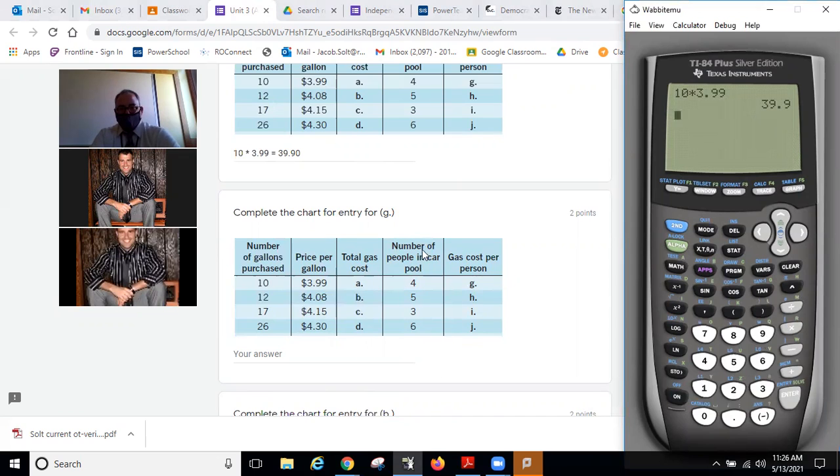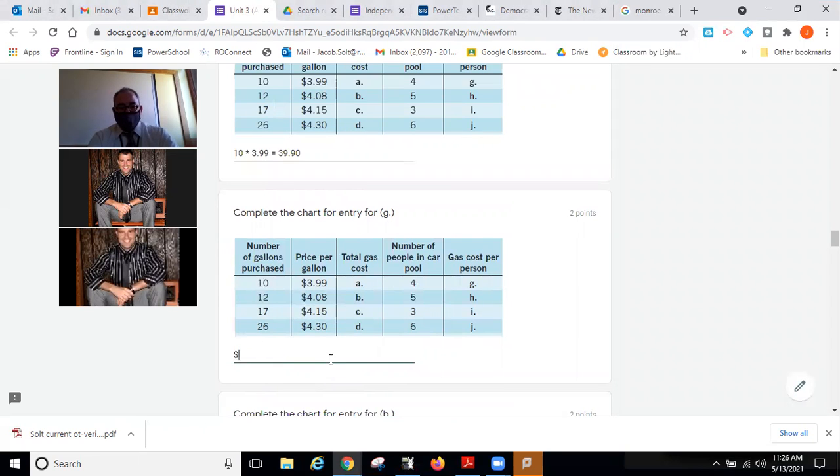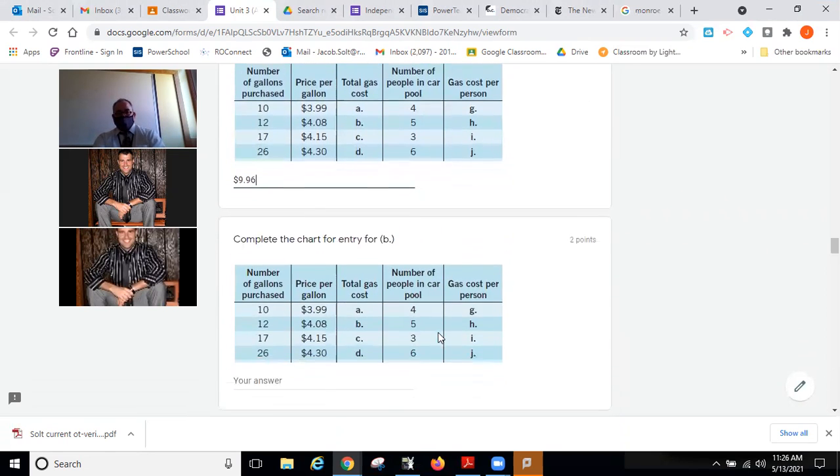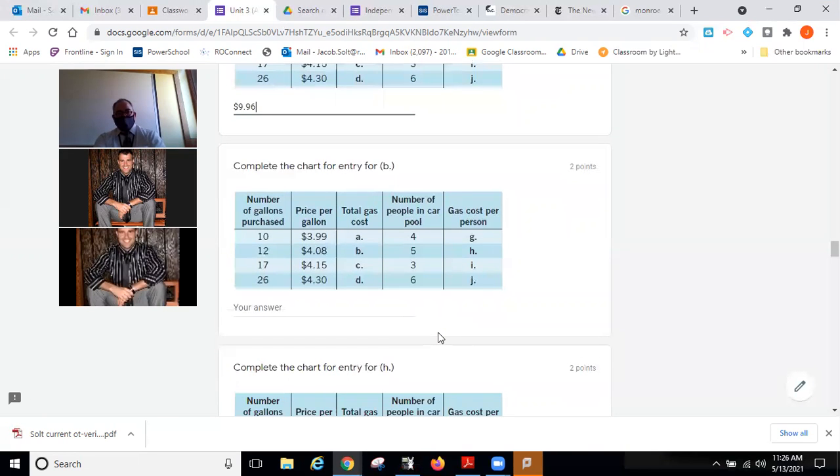And then it says number of people in the carpool. A carpool is when you share a ride with somebody else. It says cost of gas per gallon. Well, I'm going to divide that by 4, right? If everyone's sharing the gas cost, then each of the 4 people will pay $9.96. That's how you answer these kinds of questions. First you find out the total gas cost, and then you divide it by how many people there are in the carpool. That way they're sharing a ride and don't have to pay as much money.